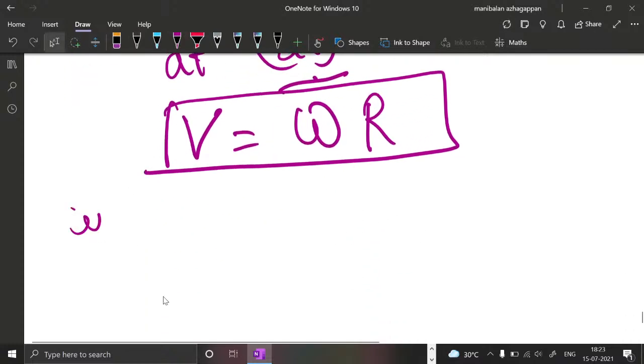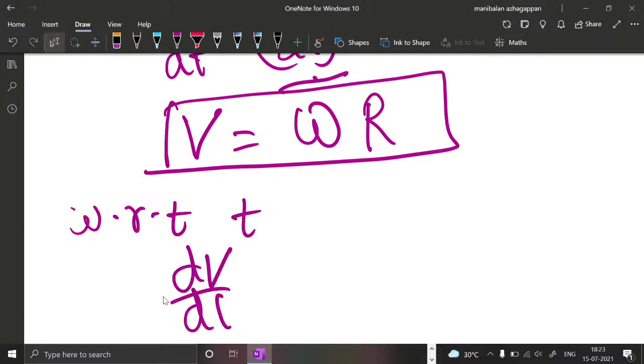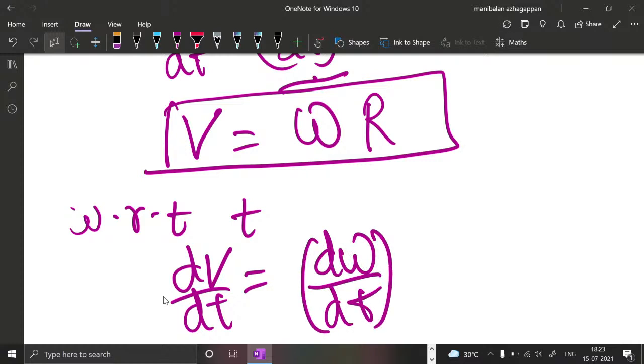Again, with respect to time, I am differentiating dv by dt. You no need to memorize a lot of formulas. If you know how to do it with simple logic, you can easily recall all the formulas.